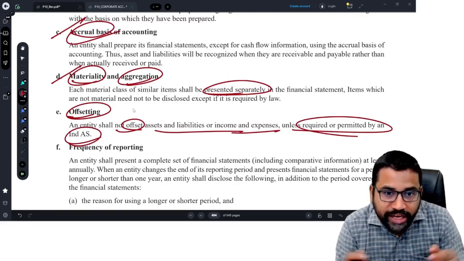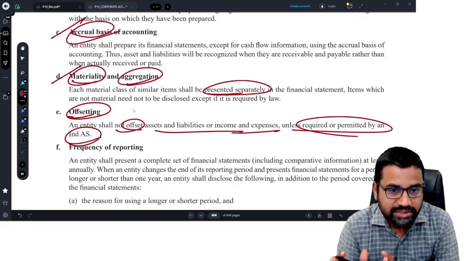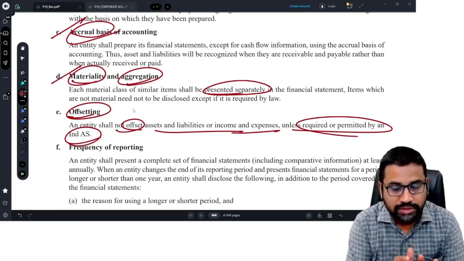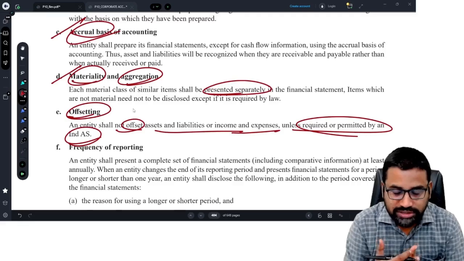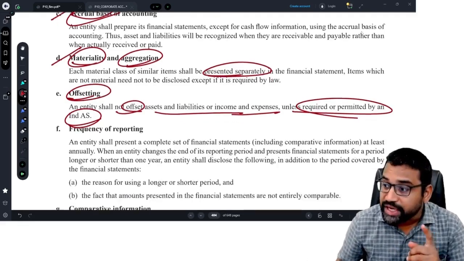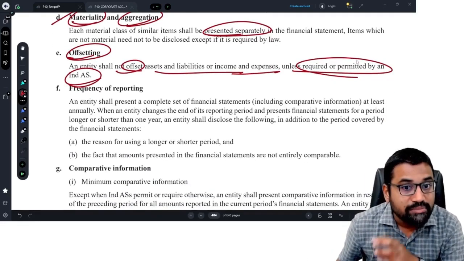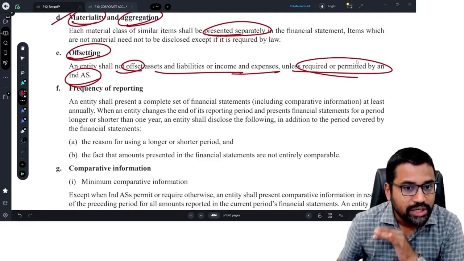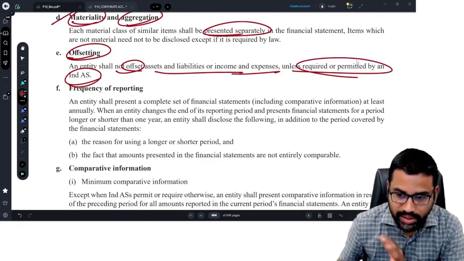You cannot set off assets and liabilities. If it is required by law, you can. Similarly, incomes and expenses, you cannot set off. This is also what the financial statement should have. All these are minimum requirements. All these features are part of financial statements as per Ind AS 1.